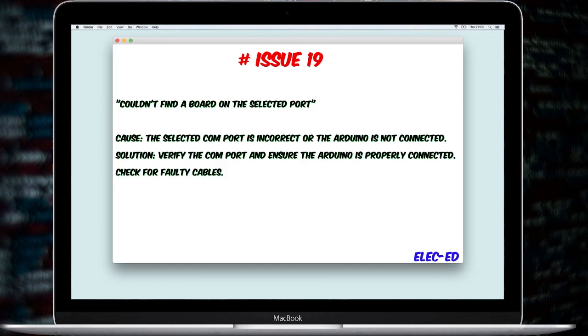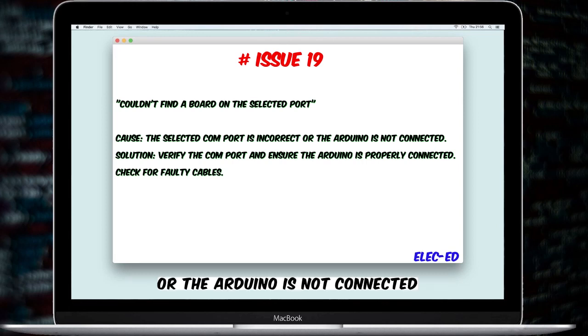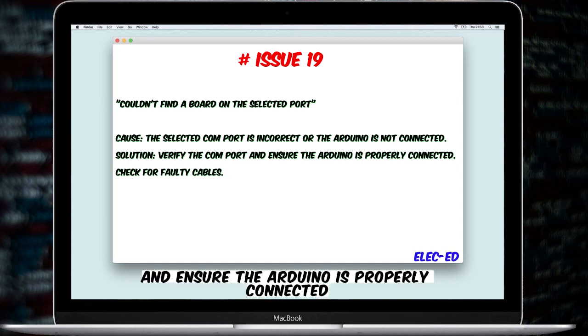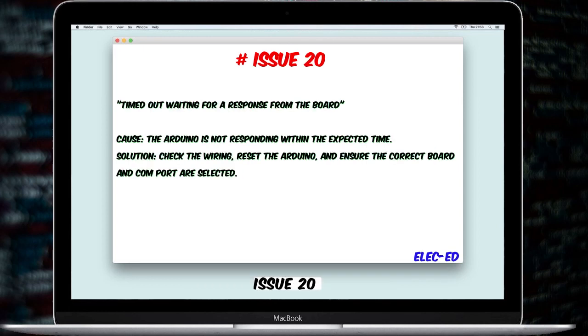Issue 19. Couldn't find a board on the selected port. Cause: the selected COM port is incorrect or the Arduino is not connected. Solution: verify the COM port and ensure the Arduino is properly connected. Check for faulty cables.